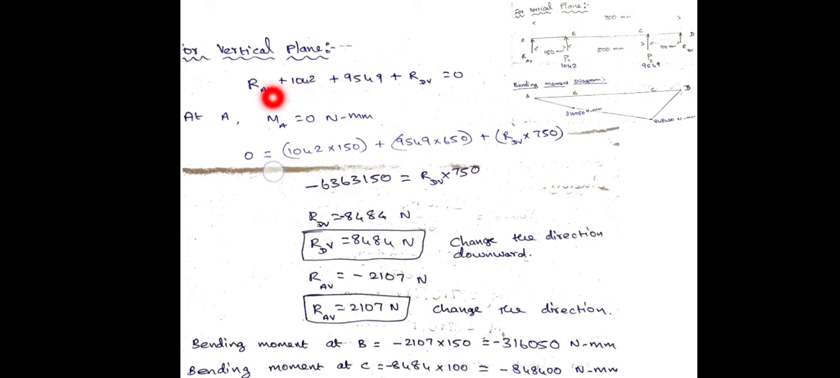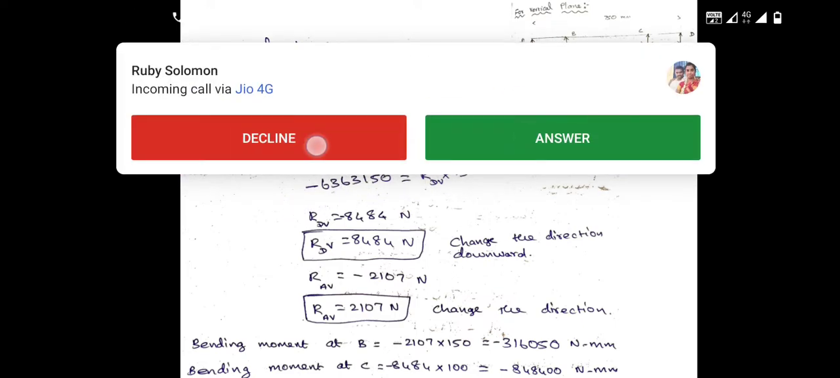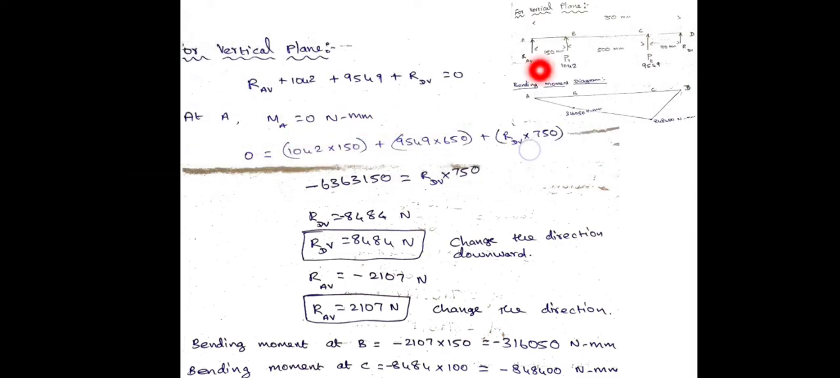Since I have drawn everything in the upward direction, add all the upward forces. Now take moment about A. At both ends, A and D, the bending moment value will be 0.